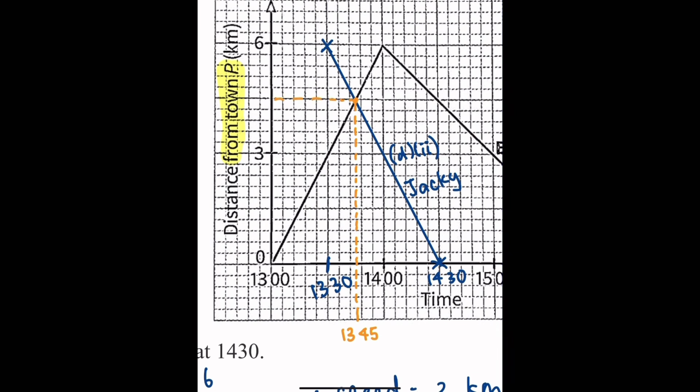Okay, and then the distance here is halfway through 3 and 6, so it will be 4.5 because 6 minus 3 divided by 2 is 1.5. You can take 1.5 plus 3, you will get 4.5 kilometers. So the coordinates here will be, take note, 1345 minus 1300 will be 45 minutes. I'll just put 3/4 hour because the time unit is in hours. So 3/4, 4.5.